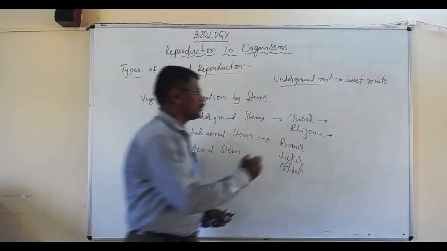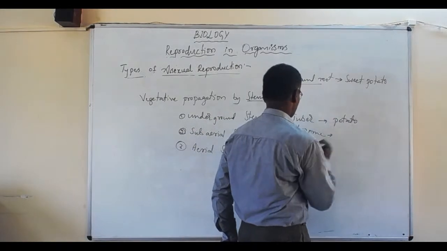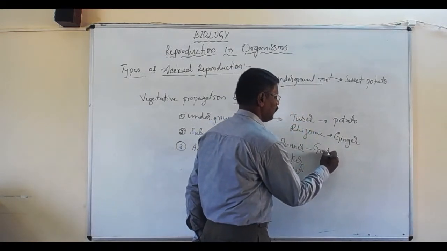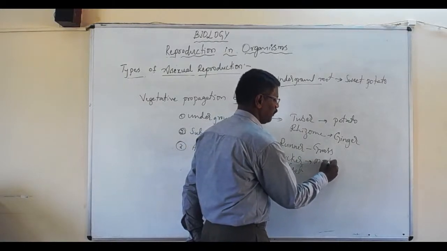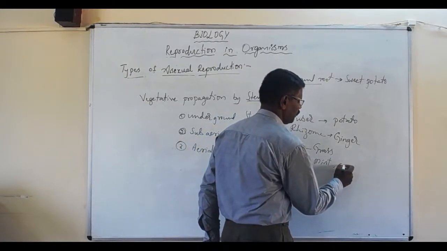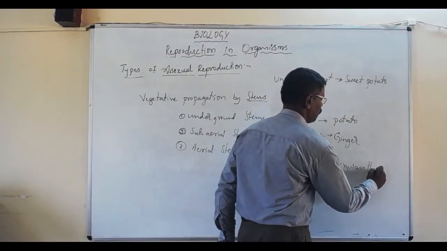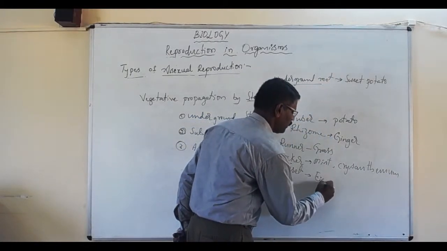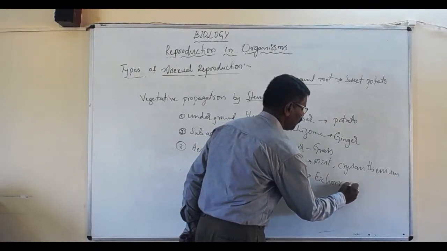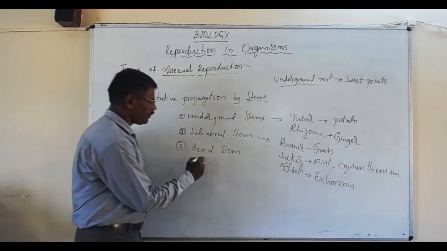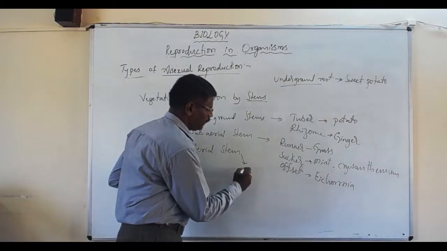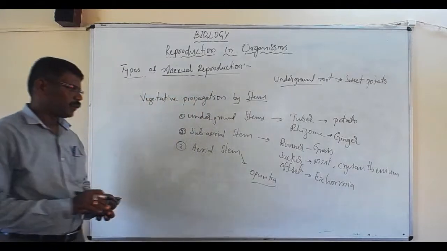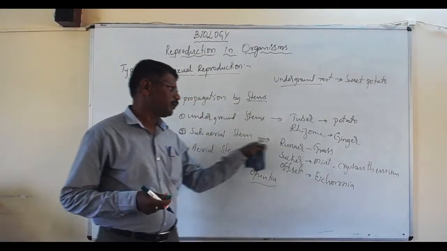In subaerial stems, examples are chrysanthemum, offset, Eichhornia. Aerial stem, that is Opuntia. So in Opuntia, and subaerial stems, that is runner.